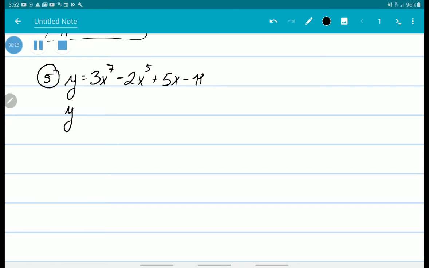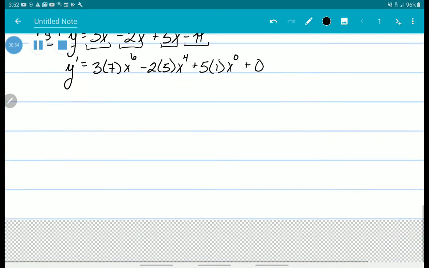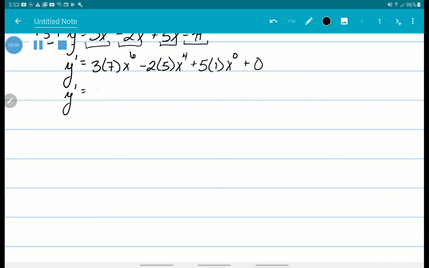So if we were to take the derivative of this, we're going to keep the 3, bring the exponent down, subtract 1 from the exponent, keep the -2, bring the exponent down, subtract 1 from the exponent, then keep the 5, bring the exponent down, it's an understood 1, subtract 1 from the exponent, and then the derivative of pi is just a number, so the derivative is going to be 0. So we're taking the derivative term by term here. So our final answer is 21x to the 6th minus 10x to the 4th plus 5.